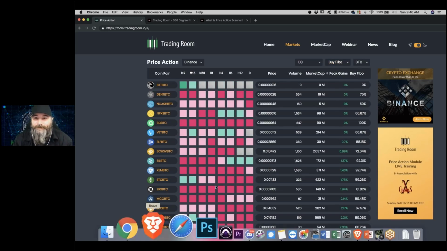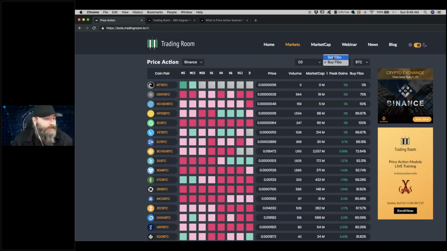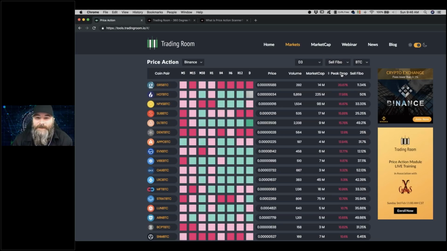self-evo. I'm still getting used to it. It's totally normal. All right, so 3-day self-evo, and let's get peak drop going. Now, the only one that's at 20% or so, this is the largest drop, is GRSBTC. So we're going to pull that up.